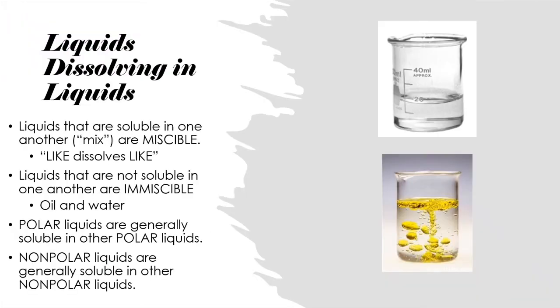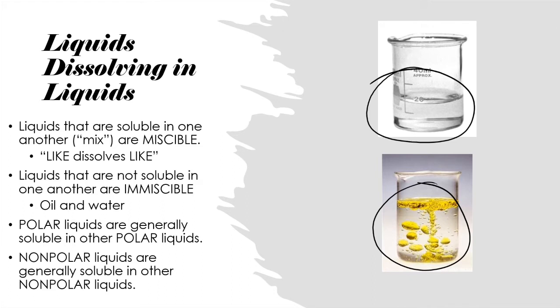Liquids dissolving liquids. Liquids that are soluble in one another are considered miscible. Let's repeat that: miscible. It's easy to remember, y'all. Like dissolves like. Polar dissolves polar. Nonpolar dissolves, like you guessed it, nonpolar. We can see examples here on the side. These two aren't mixing because, again, water and oil do not mix.